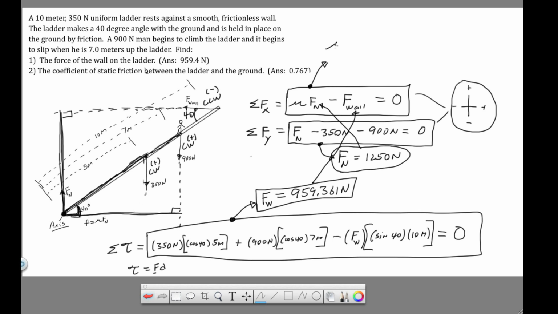So here we have mu. When you rearrange this, you have mu equals force of wall over normal force. And the force of the wall is 959.361. And then the normal force is 1,250, which gives us a coefficient of 0.767.